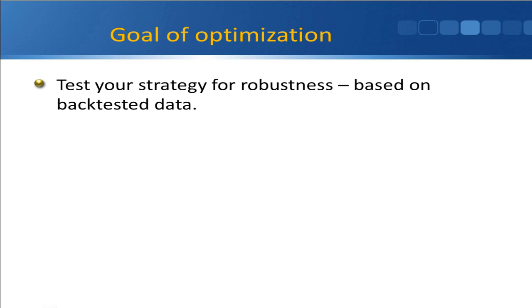So the goal of optimization is to test your strategy for robustness based on backtested data. What we're trying to do is get something that we feel is going to be robust enough in the current market conditions. It has to hold up in these conditions and make money moving forward. One of the critical things here is it has to be robust. So you're not looking for something that has been over optimized.